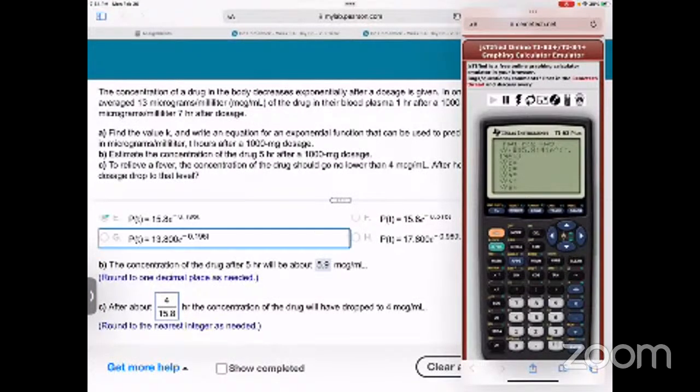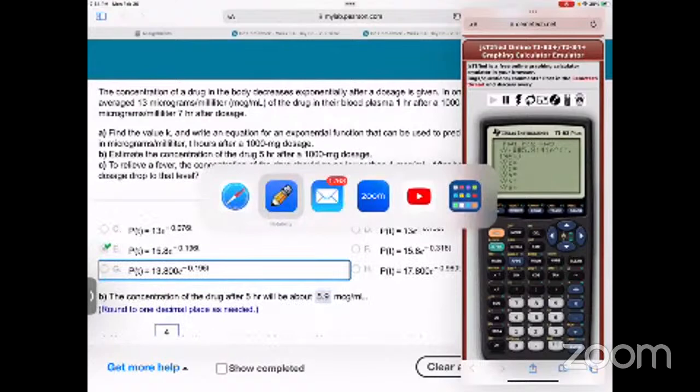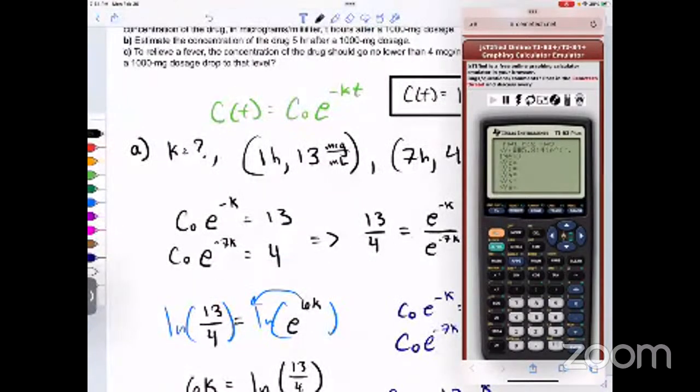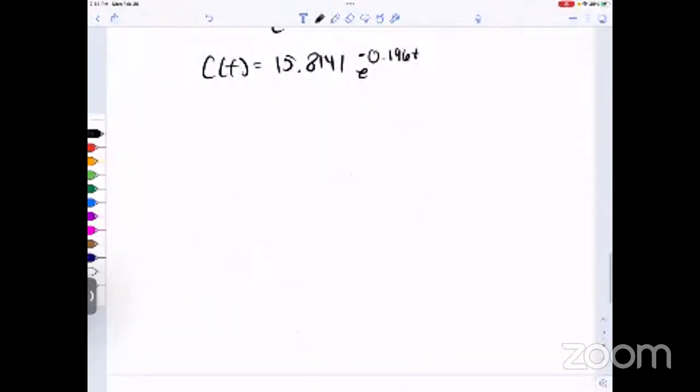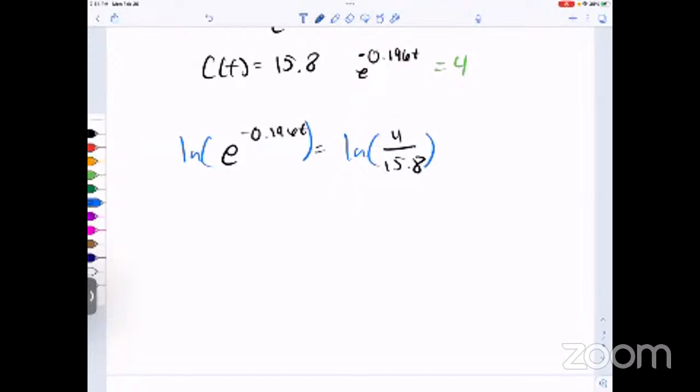I'm trying to be a little bit lazy. Right here, I think this is the right model. This is what we got. So then basically what they're asking us to do is to set it equal to 4 and solve, okay? So first move, divide both sides by that 15. And I'm going to do 15.8 to just match what they have. Okay, divide by the 15.8, we'll get e to the negative 0.196 t equals 4 over the 15.8. Okay, take the log on both sides. So the log of this, they cancel. On the left, we're going to have this. On the right, we have the log of 4 over 15.8. Okay. And then divide both sides by that negative.